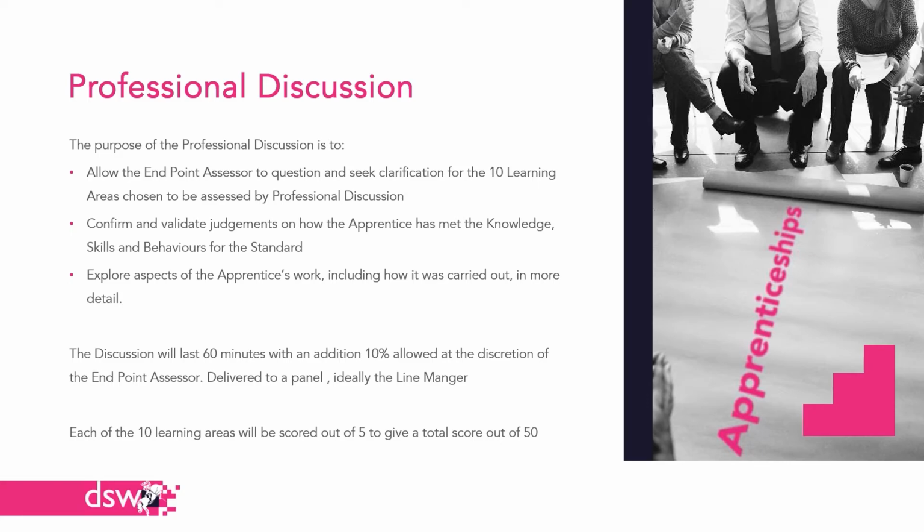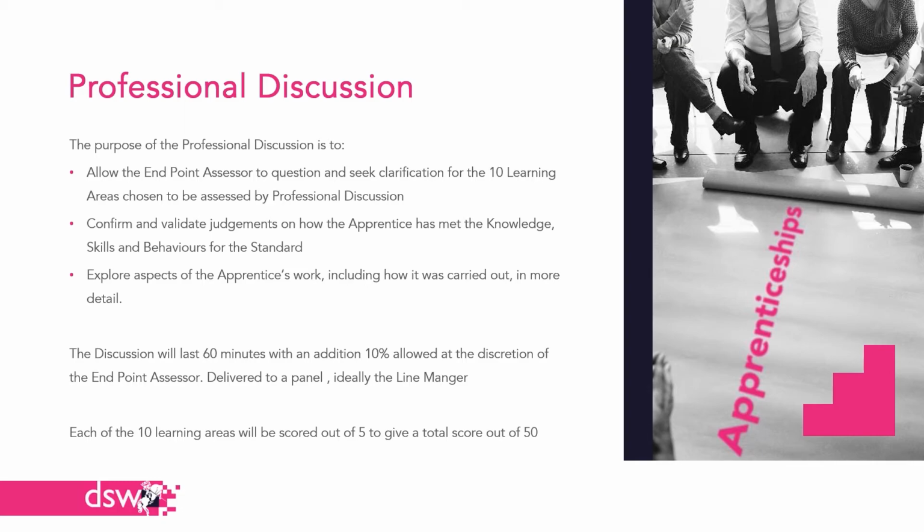The purpose of the professional discussion is to allow the endpoint assessor to question and seek clarification for the 10 learning areas chosen to be assessed by this method, confirm and validate judgments on how the apprentice has met the knowledge, skills and behaviours of the standard, and explore aspects of the apprentice's work, including how it was carried out, in more detail. The professional discussion will be led by the DSW endpoint assessor, who will identify questions to be asked, ask the questions and make the final assessment decision.